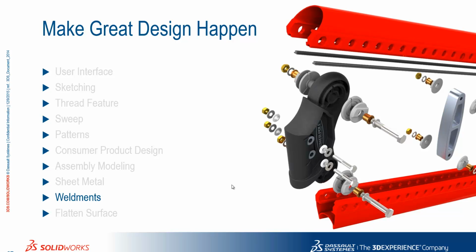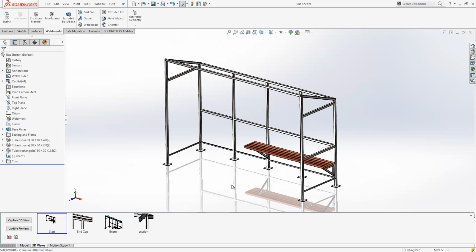Okay, so we're going to take a look at the Weldments improvements for 2016 now. If I just switch over to SOLIDWORKS here, we'll see we've got a weldment frame in the process of being made on the screen. Designing structures in SOLIDWORKS has always been really fast and easy with weldments, and with 2016 there's some added enhancements to help us get our job done faster.